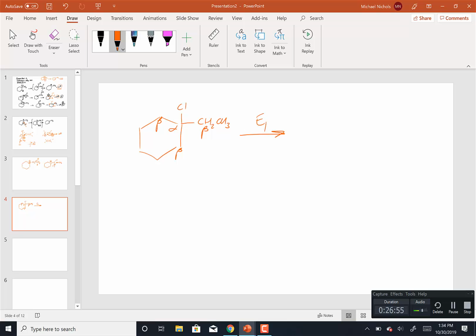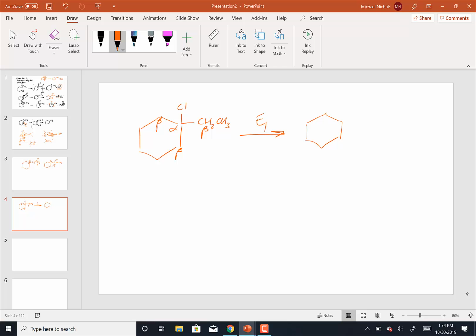And so I'm going to lose an H off the beta carbon and a Cl off the alpha carbon. So I'm going to get HCl formed. And so then the question is, okay, let's do that for this molecule. So let's lose HCl for that hydrogen, for the beta hydrogen that's on top. I'm going to get a double bond here with a CH2CH3 there.